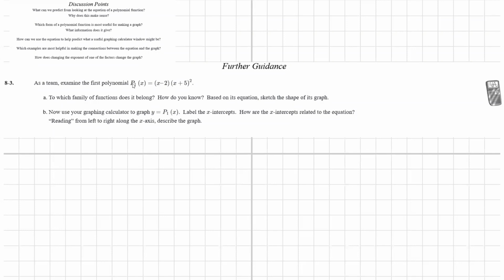It's like f of x, right? But the first one equals x minus 2 times x plus 5 squared. To which family of functions does this belong? How do you know? Based on its equation, sketch the shape of its graph. Now use your graphing calculator, label the x-intercepts. How are the x-intercepts related to the equation? Reading from left to right along the x-axis, describe the graph.